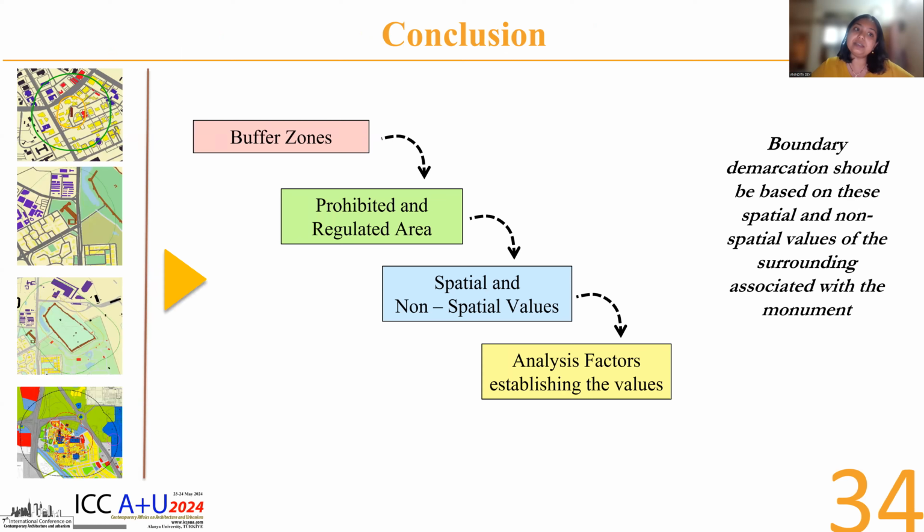A closing argument is that even though we see through land use maps that each monument has a very specific attribute, what is common is the 100 and 200 meters. Through our study, we understand that buffer zone as a concept is implemented through prohibited and regulated areas, which have some spatial and non-spatial values that can be analyzed through specific parameters and factors. But what is happening is that it is confined within those 100 and 200 meters. So we say that boundary demarcation should be based on these spatial and non-spatial values. That is what I wanted to present. Thank you.